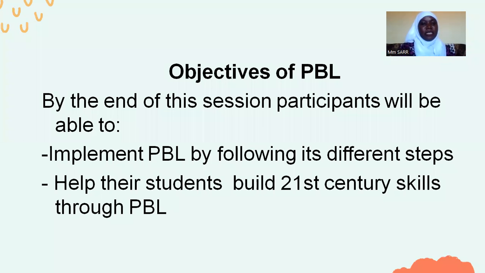Before starting, I'm going to give you the objectives of PBL, project-based learning. By the end of this session, participants will be able to implement PBL by following its different steps, and then they will be able to help their students build 21st century skills through PBL.